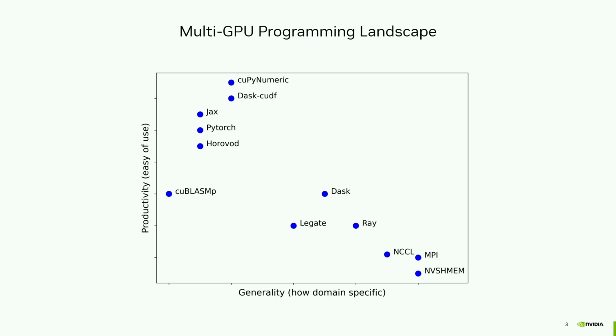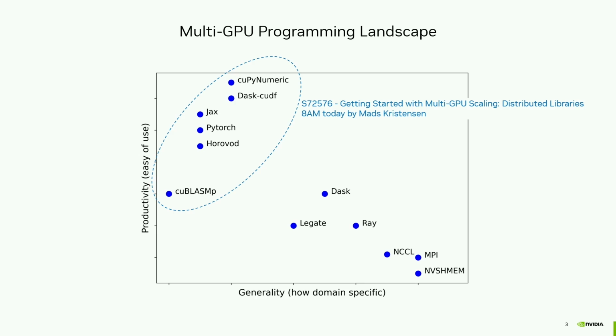So to repeat, this is a part of a 3-part series presenting the multi-GPU programming landscape on this semi-scientific axis with, on the x-axis, the generality, so how domain-specific is it, how generally can I express the algorithms, and on the y-axis, the productivity. You can probably argue a lot about where to exactly put these dots. I think we found a way that someone will always disagree and some will always agree.